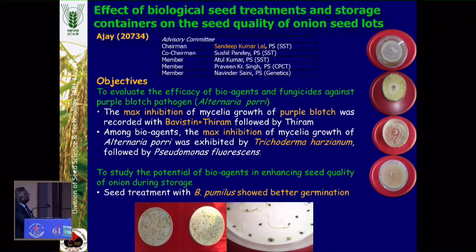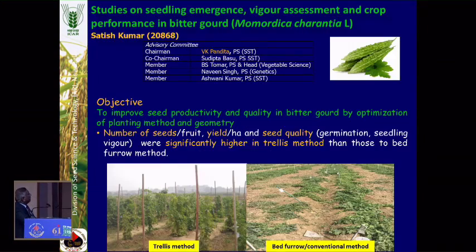Under the theme seed quality enhancement, Ajay, who had worked on the seed biological treatments and storage studies in the onion seeds, could establish that the maximum inhibition of mycelial growth of purple blotch was recorded with Bavistin plus Thiram. Amongst the various bioagents tried, the maximum inhibition of mycelial growth was recorded by Trichoderma harzianum. Seed treatment with Bacillus pumilus showed the better germination.